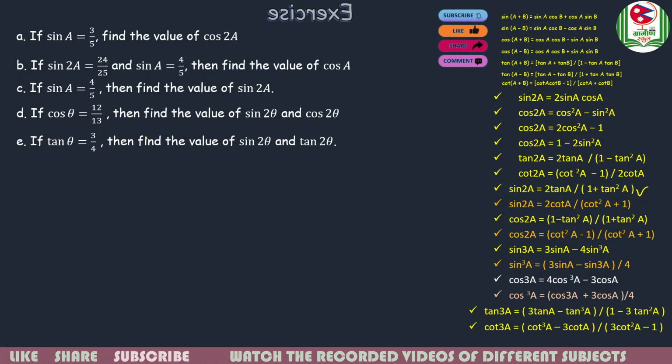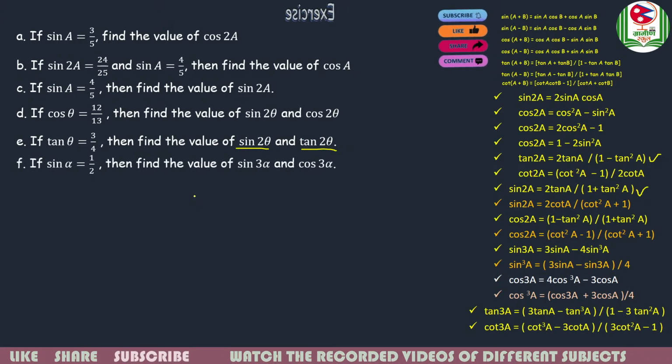And we also have to find out tan 2 theta. Here tan theta equals 3 by 4, and tan 2 theta equals 2 tan A upon 1 minus tan square A, or we can say tan 2 theta equals 2 tan theta divided by 1 minus tan square theta. So using this formula you can find out the value of sin 2 theta and tan 2 theta. Okay, so let's see another one.